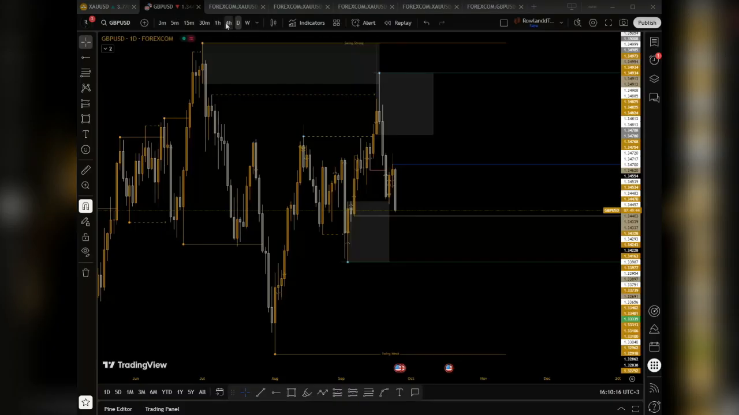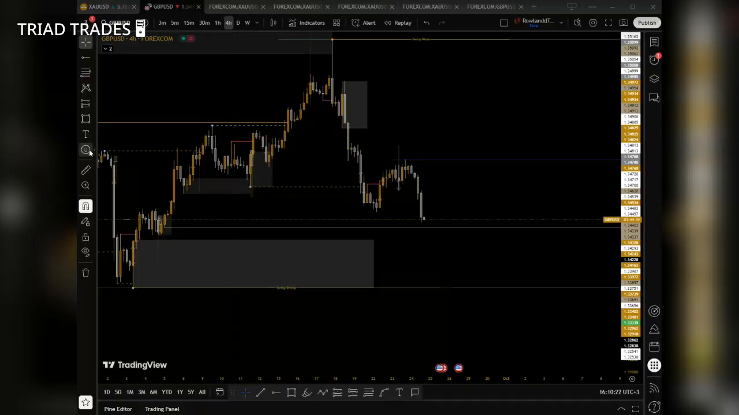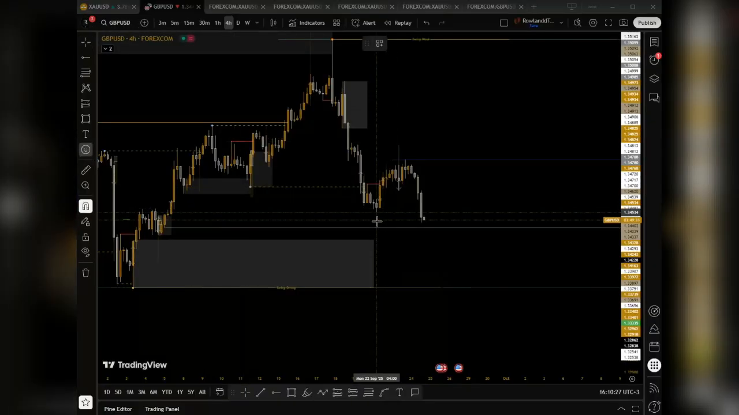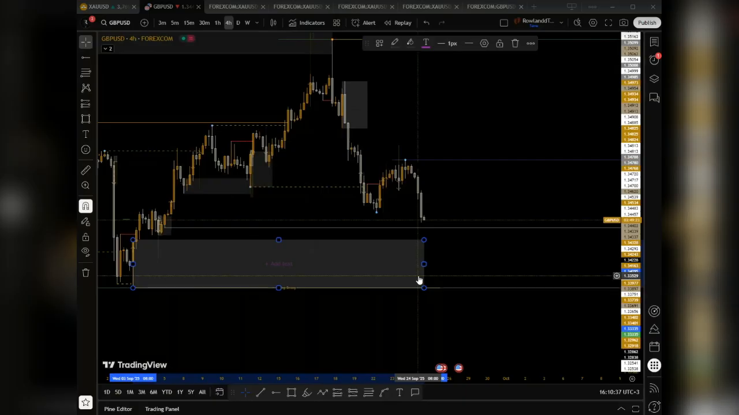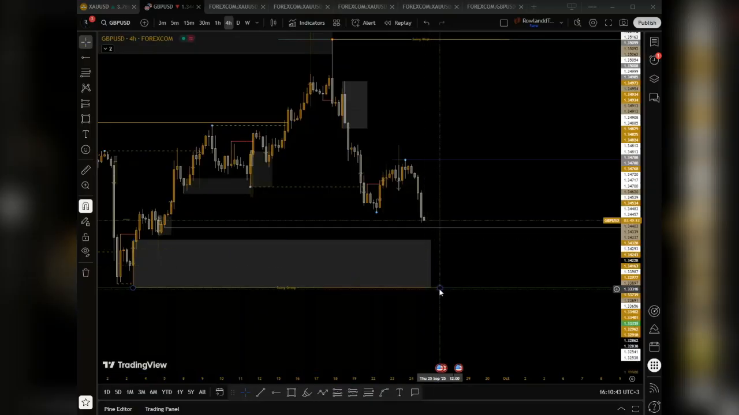On the 4H, internal has actually shifted bearish because we have these candle body closes right here, as you can clearly see. So I'm now just looking to follow that bearish internal trend to deliver price to either this 4H refined demand, because we still have to assume that since swing structure is bearish, price might actually want to make a continuation from demand right there.